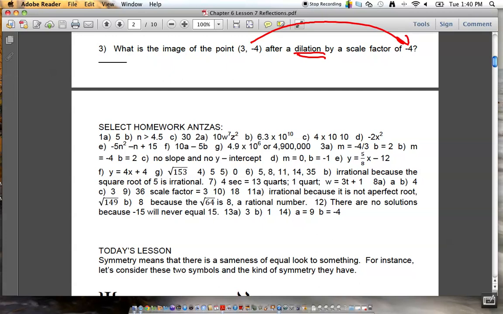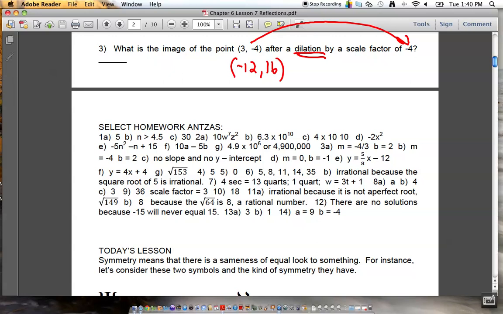So what's 3 times -4? 12. -12. And what's -4 times -4? 16. 16. Good. So there's my new point. -12, 16. Any questions? All right. So that pretty much is all review stuff. There's nothing new for any of that.